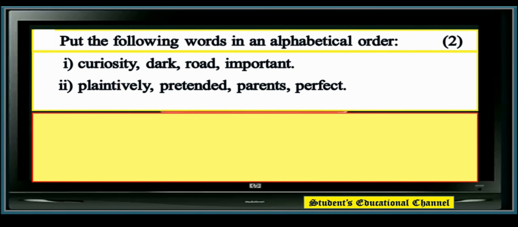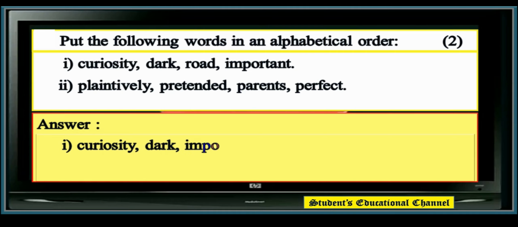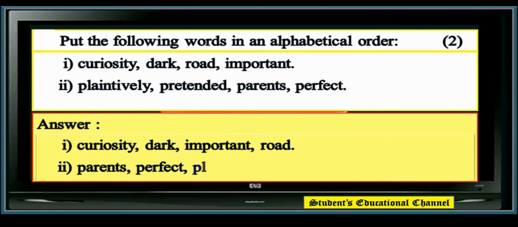Second, put the following words in an alphabetical order. 2 marks. Answer: first, curiosity, dark, important, road. Second, parents, perfect, plentifully, pretended.